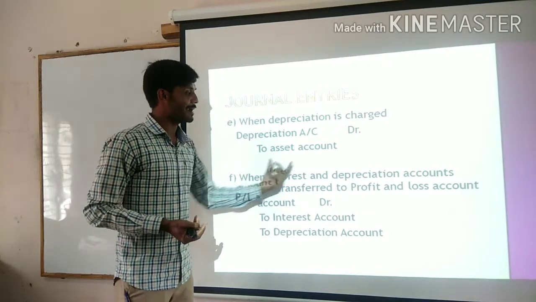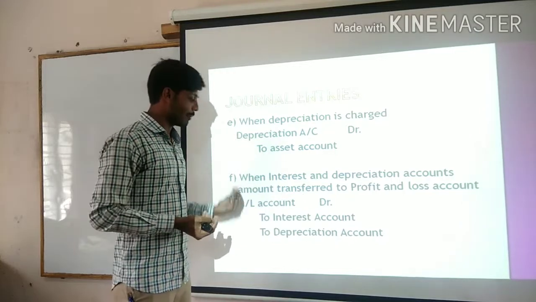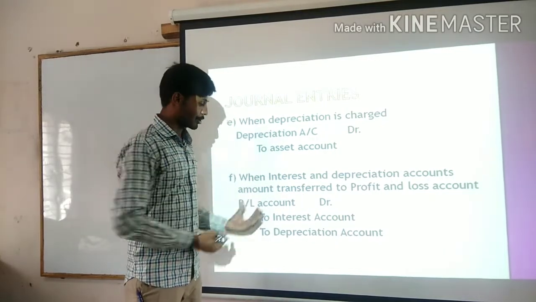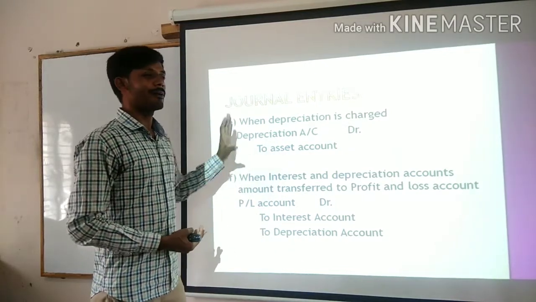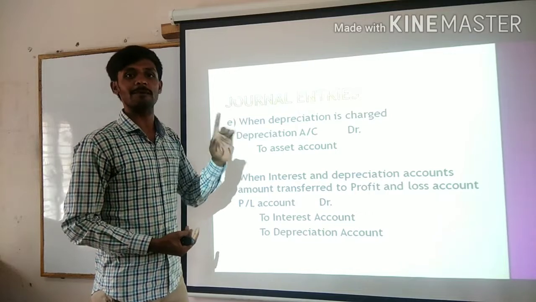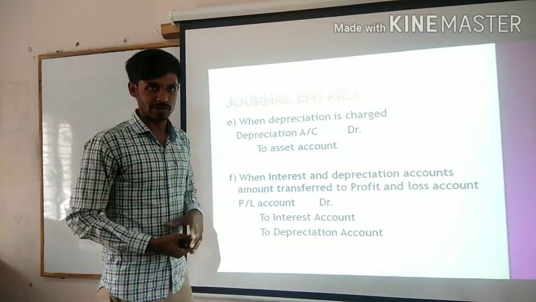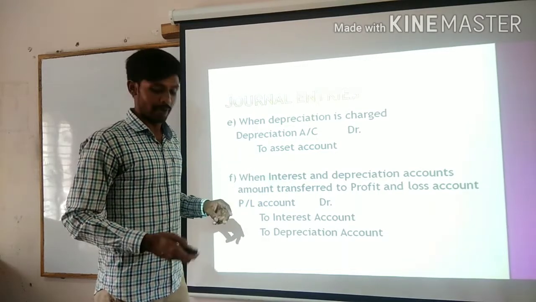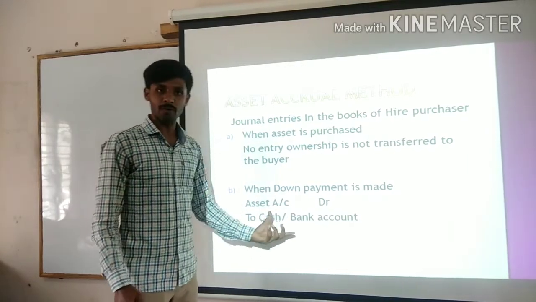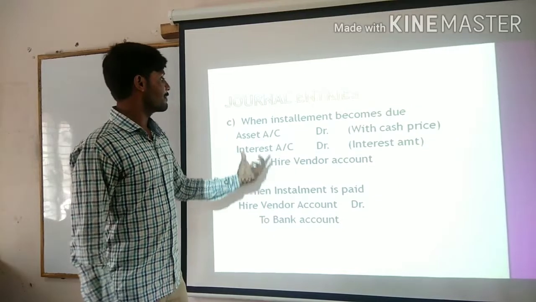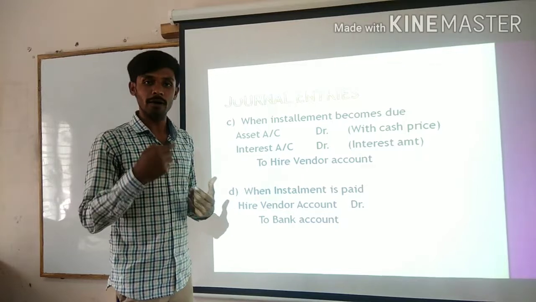Next, when interest and depreciation are transferred to the profit and loss account, we pass this entry: profit and loss account debit to interest account and depreciation account. These are the six major journal entries. The first one: we will not record any journal entry when the asset is purchased under the hire purchase system. Second one, when the down payment is made, we pass this entry: asset account debit to cash or bank account. Next, from the third journal entry to the sixth one, every year it will repeat.